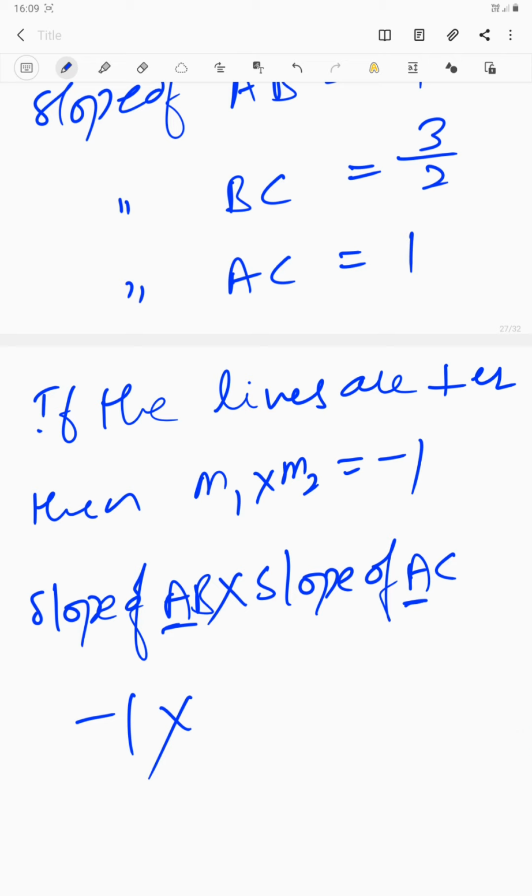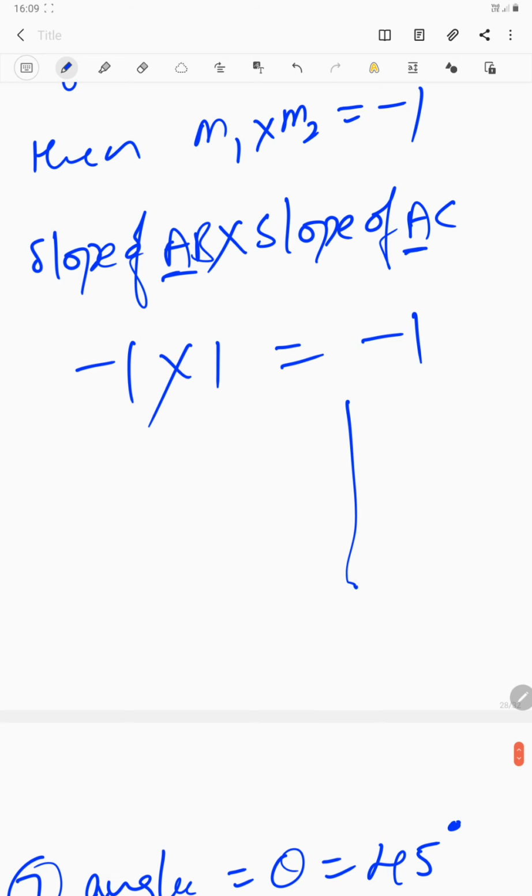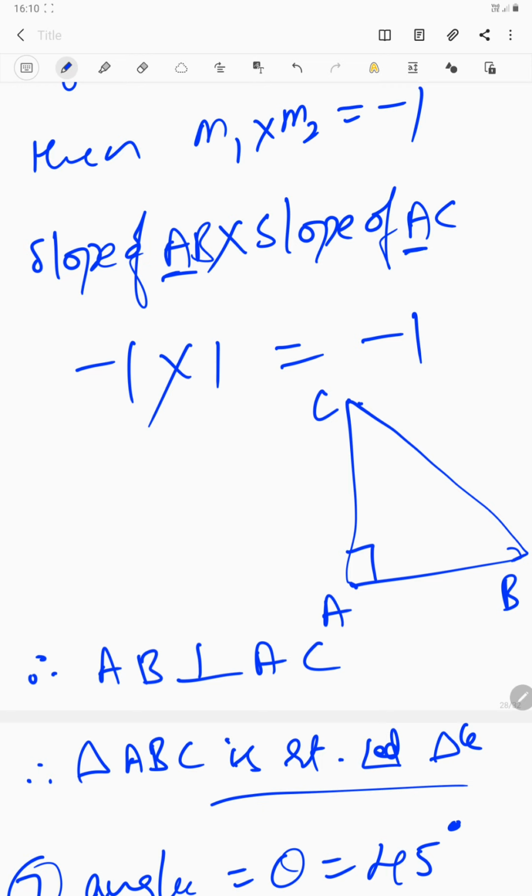So what I am doing? I am multiplying with slope of AC, that is 1. So -1 into 1, -1. Now which lines are perpendicular? AB and AC. That is AB and AC are perpendicular. Therefore it is BC. इसका मतलब राइट एंगल फॉर्म हो गया है. Therefore AB is perpendicular to AC. Therefore triangle ABC is right angled triangle. Good? Good.